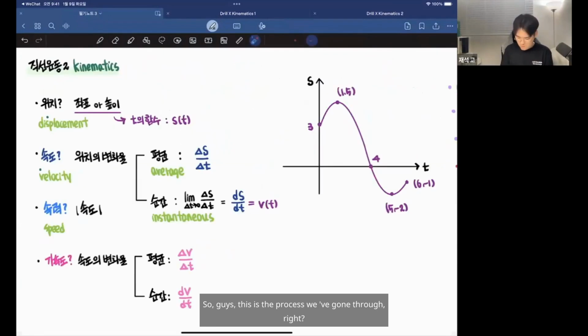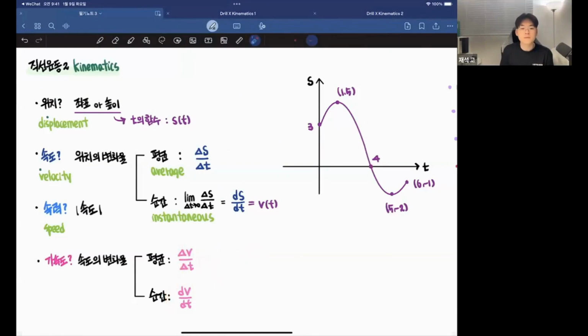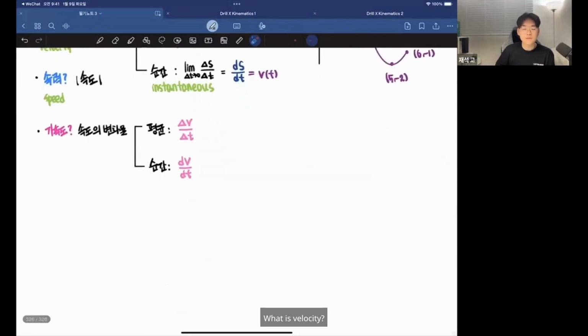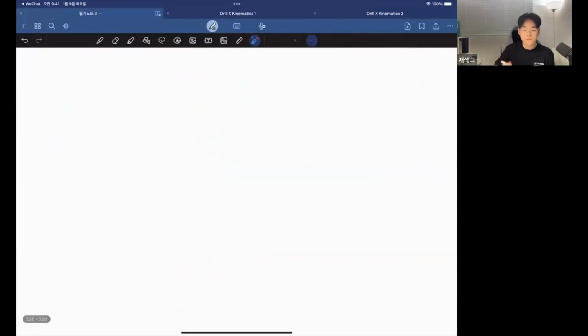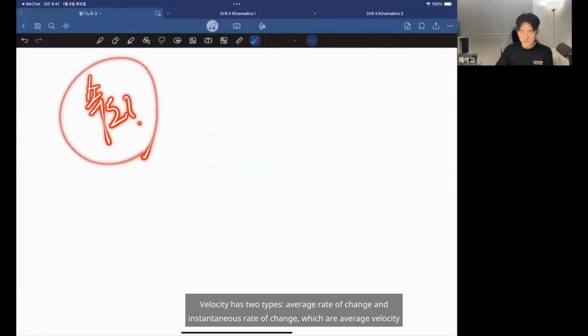So, guys, this is the process we've gone through. Here, we let delta t approach 0, so delta changes to d, like this. What is velocity? Answer me, guys. What is velocity? It's the rate of change of position. It's the rate of change of displacement. Rate of change of position.